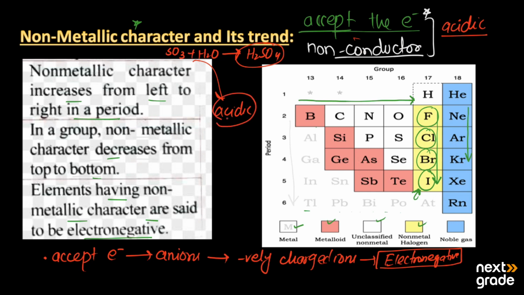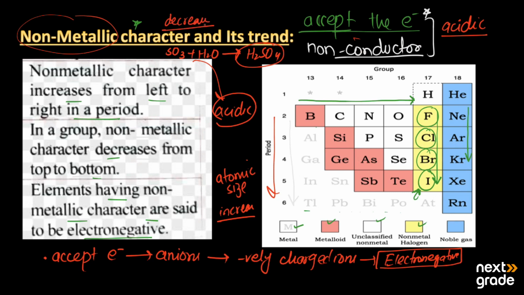The non-metallic character of the elements also depends upon the size. From top to bottom, the atomic size increases. So there is an inverse relation between non-metallic character and atomic size. When atomic size increases, non-metallic character decreases from top to bottom. So this was a simple overview of metallic and non-metallic character and its trend in the periodic table.